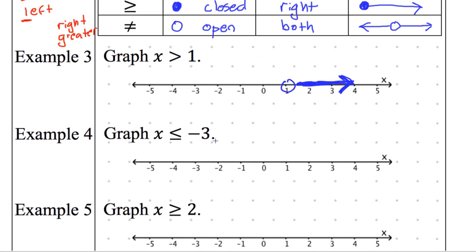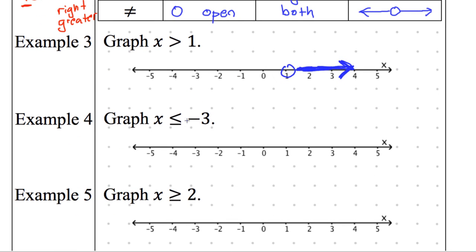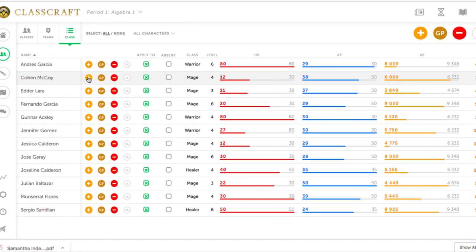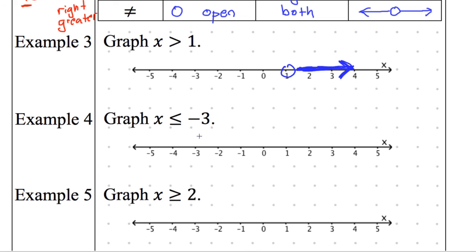For XP, someone with a quiet raised hand, can you read this for poor old Mr. Sindel? My eyes are not so good. Eder, eventually you're going to be reading one of these, so be ready. I'm going to give it to Cohen this time. X is less than or equal to -3. Perfect. You said it correctly. Good job, Cohen. You want to graph it for us also?